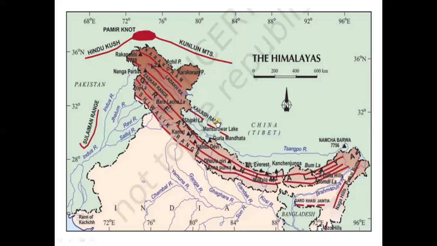The longitudinal valleys lying between the Lesser Himalaya and the Shivaliks are known as the dunes. Can you see here in between this? Dunes are there. Dehradun, Kotli Dune and Patli Dune are some of the well-known dunes.